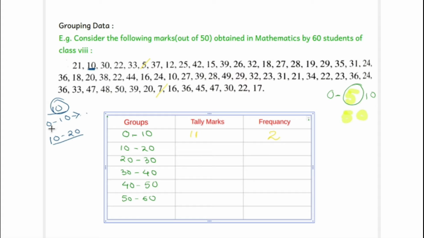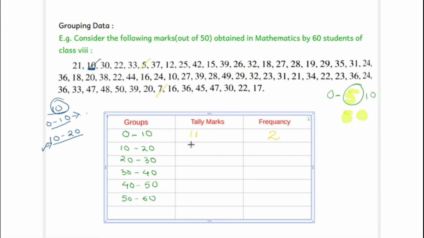Here, which is the higher class? 0 to 10 is a class and 10 to 20 is another class. So 10 will belong to the higher class, that is 10 to 20. So that's why 10 will belong to the class interval 10 to 20, and that's why between 0 to 10 we have not considered the number 10. Now when we talk about the class 10 to 20, we will consider 10 over here.